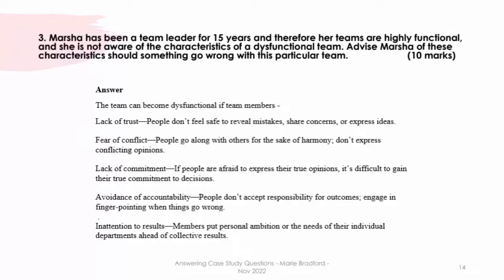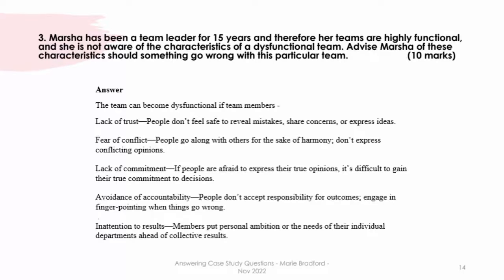All right. Question number 3 now. You see we kind of tone back down again. So we start off small, we get heavy, and then we come back light again, or kind of light again. So Marsha has been a team leader for 15 years, and therefore her teams are highly functional, and she's not aware of the characteristics of a dysfunctional team. Advise Marsha of these characteristics should something go wrong with this particular team.